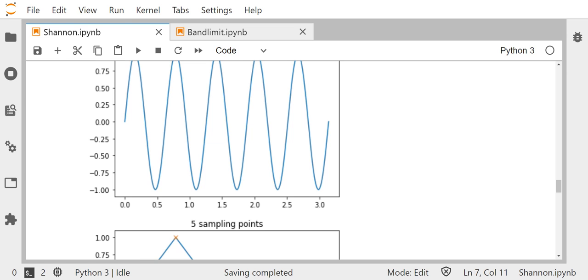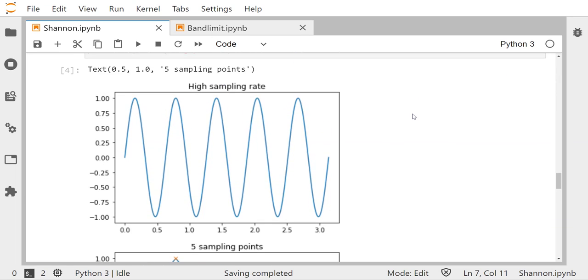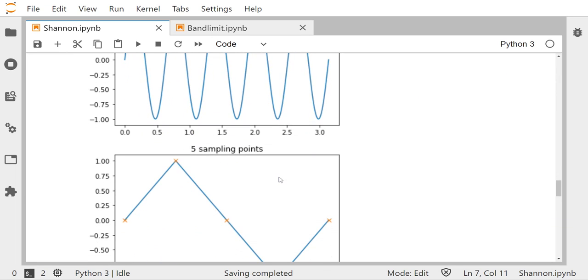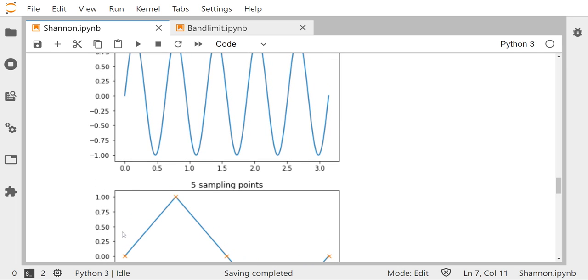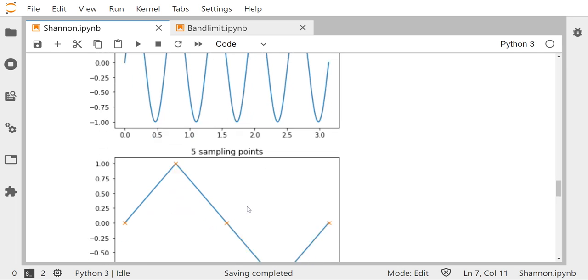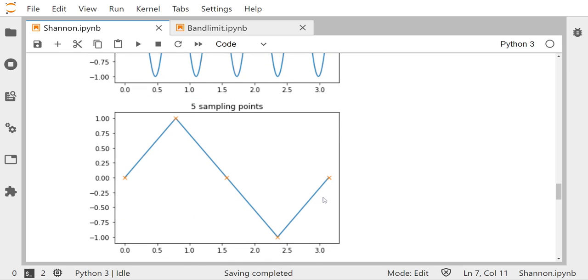I want to make this a little bit larger. A little bit better. So I take only 5 samples. Same function, again it's sine of 10 times x, but I take only 5 sample points. And what comes out then is I sample here, here, here, and here. And you see what happens.